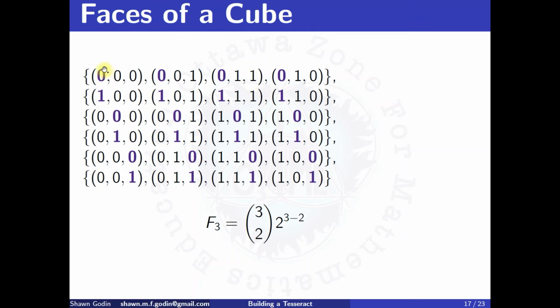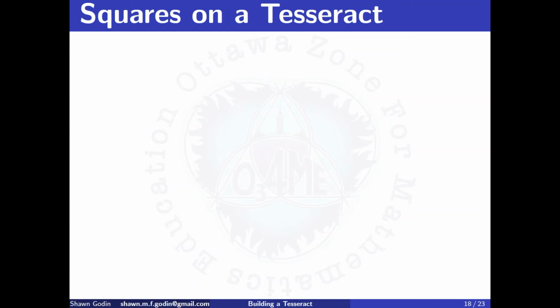So we see here's our 2 choices where I pick the last 2 coordinates. Here's our 2 choices where I pick the first and the last. And here's our 2 choices where I pick the first 2. And so for dimension 3, it seems that our formula for the faces works. Let's go to dimension 4.